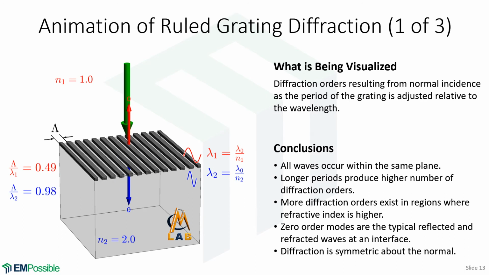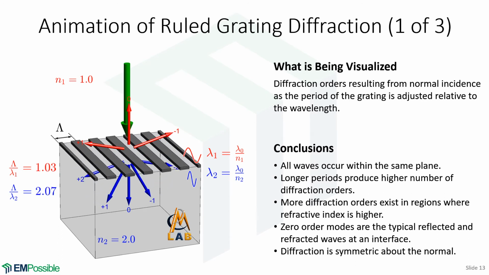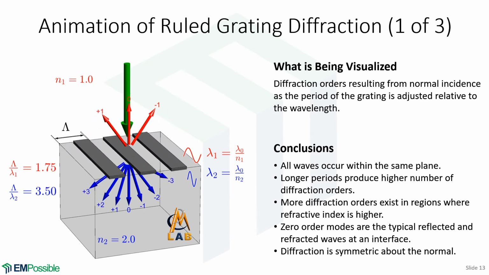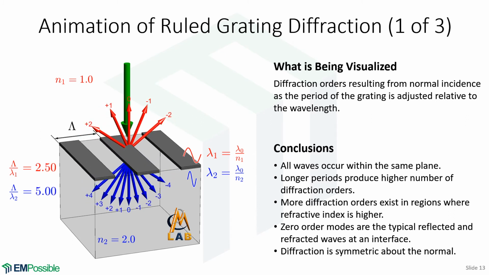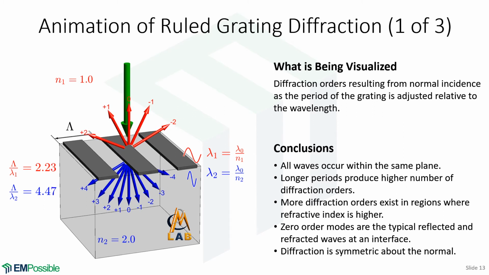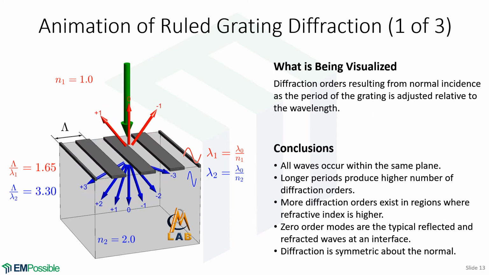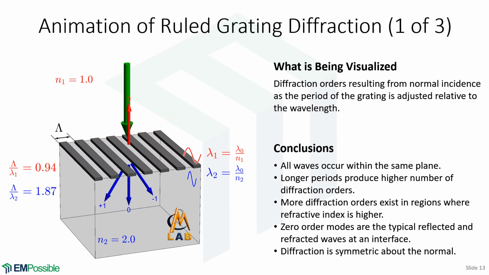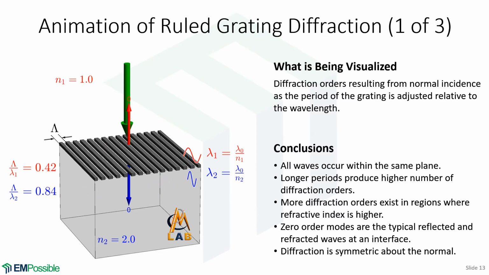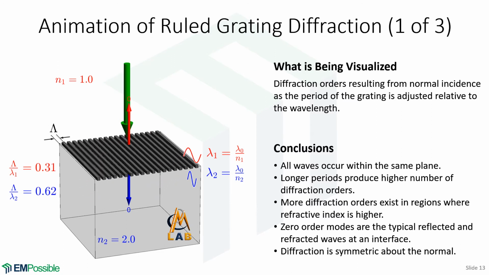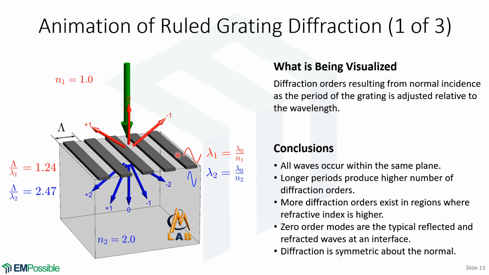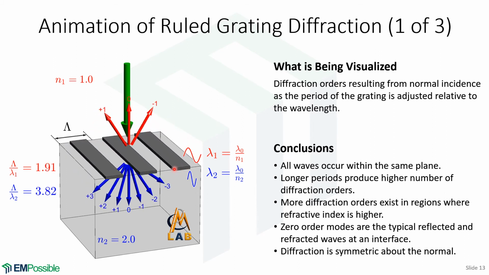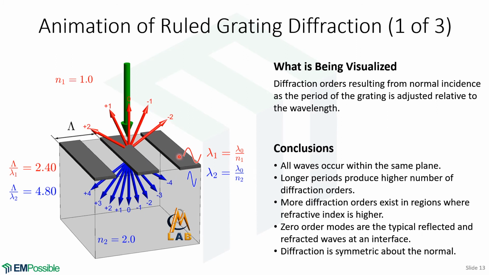Here is our first of 6 different animations of diffraction from a grating. So we are looking at a ruled grating. So the grating is straight lines, if you will. And we have only a normally incident wave. What's happening is we're adjusting the period of that grating relative to wavelength. And in fact, the wavelength shown here, everything's to scale. So you can see the period of the grating relative to the wavelengths.